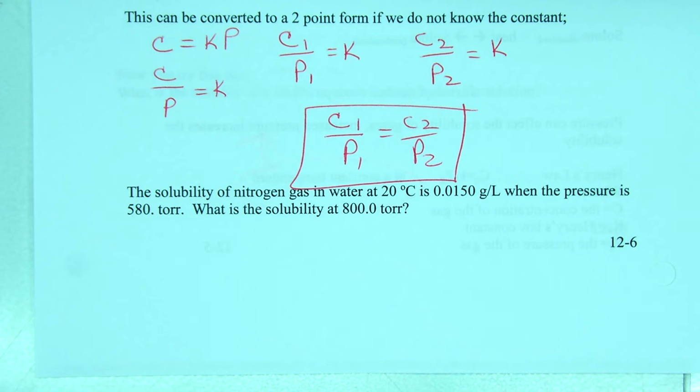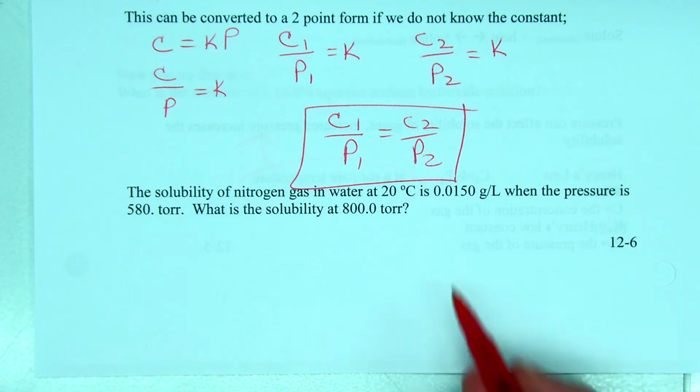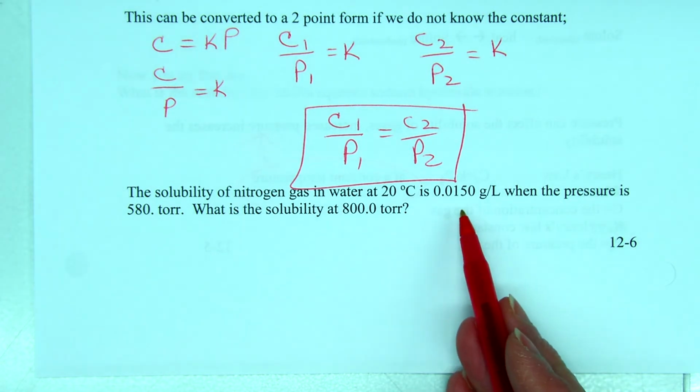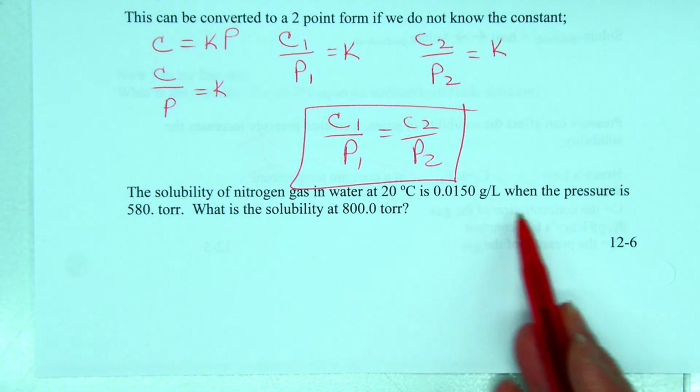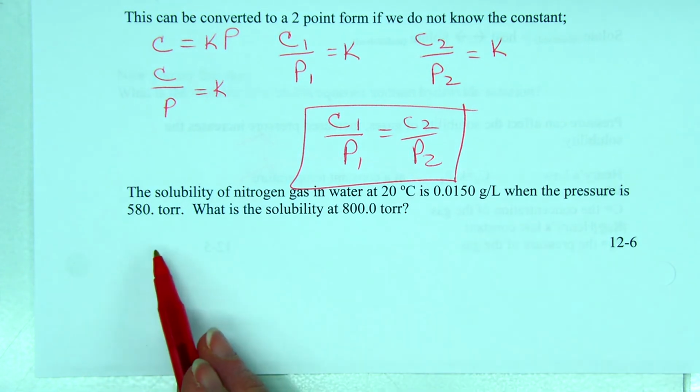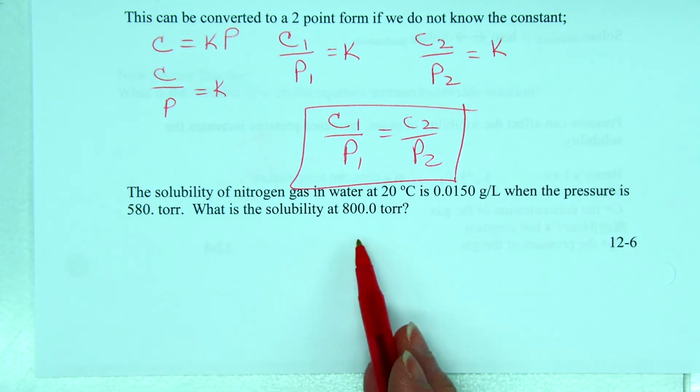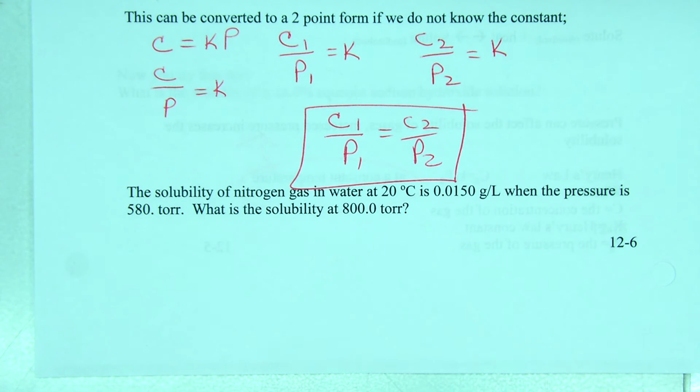Let's look at an example of this. The solubility of nitrogen gas in water at 20 degrees, again, information that doesn't go in our calculation, is 0.0150 grams per liter when the pressure is 580 torr. What's the solubility at 800 torr? Well, now you'll notice I have a different unit here, grams per liter. We can use any units for pressure and any units for concentration. They just have to be the same unit.